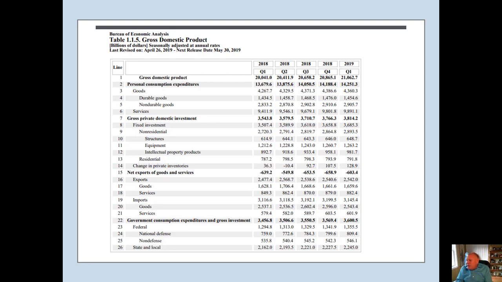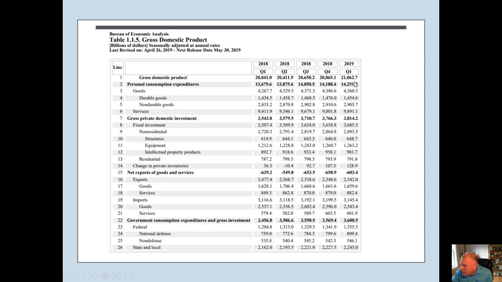Why I put this up is, one, to give you a sense of what is the size of the U.S. economy. This is an annual rate. So if you look right here, in the first quarter, we had gross domestic product of $21 trillion. So now, as you can see, from first quarter 2018 to 2019, we've seen a growth of just about $1 trillion. Okay, but key things for you to know.